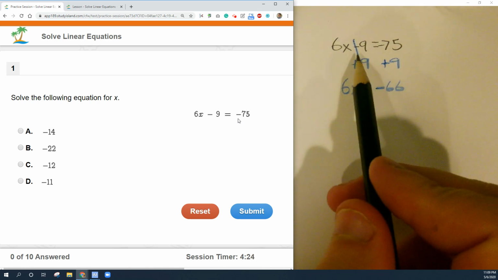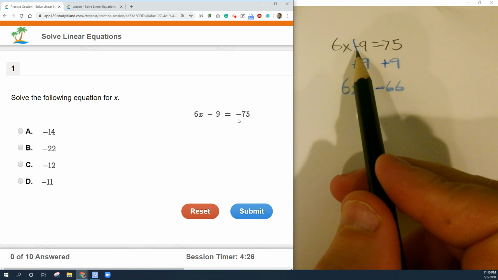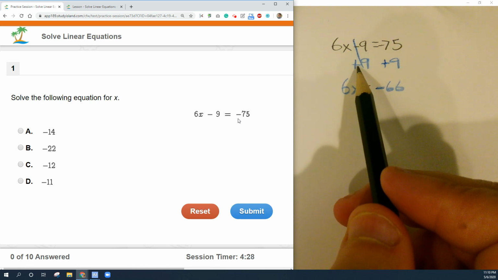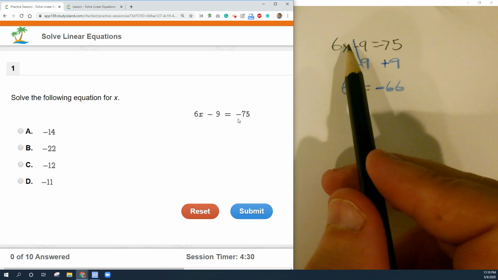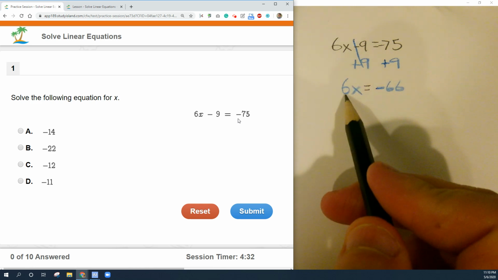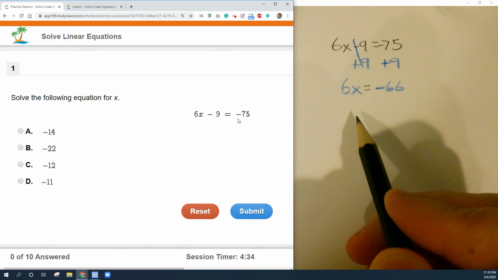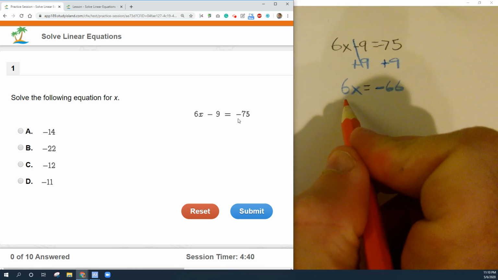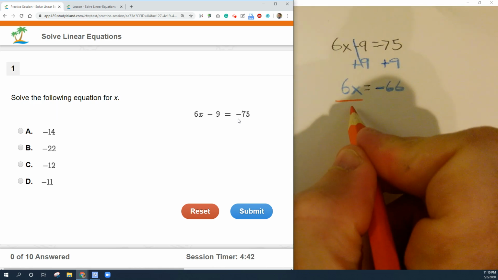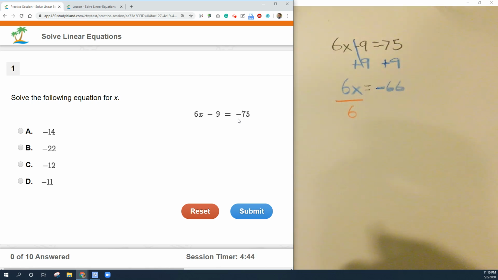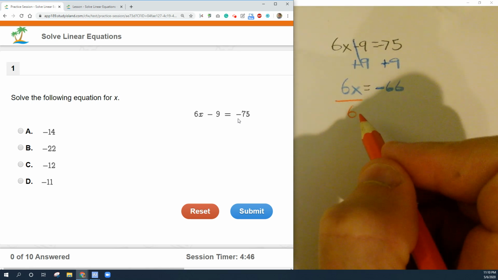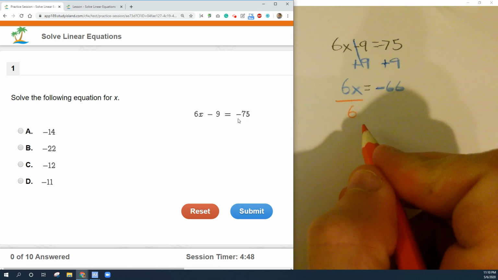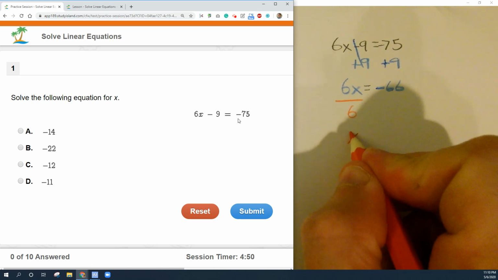Now, you may have remembered that I said I was going to get rid of the minus 9 by adding 9, but I also wanted to get rid of the times 6 part. I don't want 6 times x. I just want 1x. Well, I'm going to go ahead and do the opposite of multiplying by 6, which is dividing by 6. And I write divided by 6 with a fraction, not the division symbol. So 6x divided by 6, and 6x divided by 6 is 1x, which we just write as x.